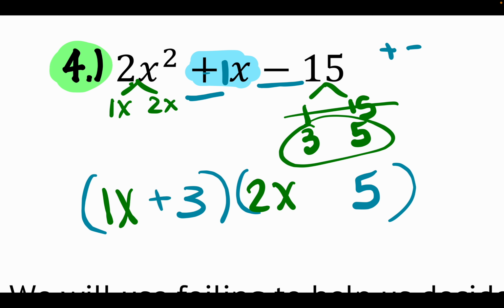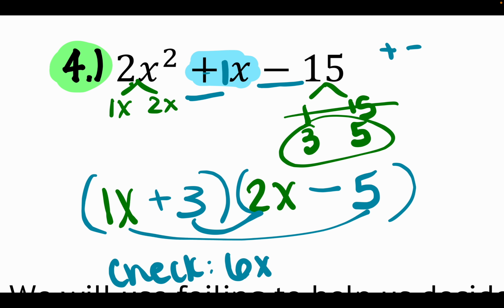So we're going to have a plus 3 and a minus 5. So let's check and see if we did all that mental work correctly, because I make mistakes. You guys make mistakes. Let's check. 3 times 2x, that's 6x. Negative 5 times 1x, that's negative 5x. Add those together, that is 1x.